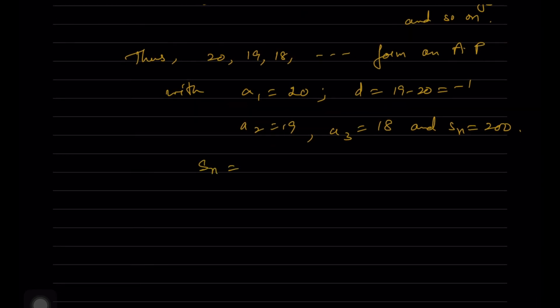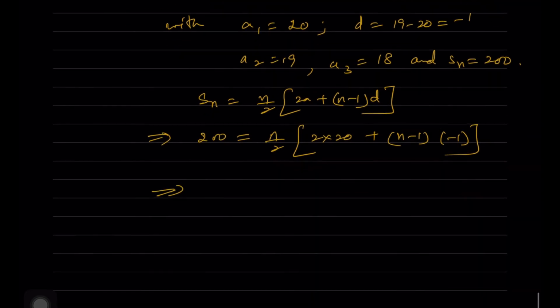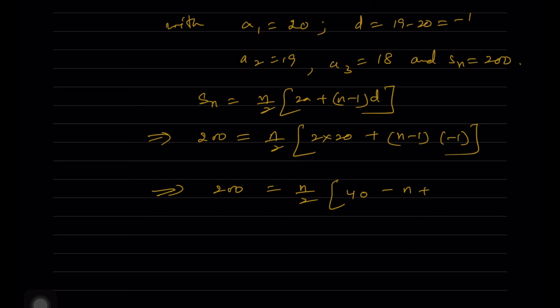So we have the formula Sn is equal to n by 2 into 2a plus n minus 1 into d. With this information, we'll just put it in here. 200 is equal to n by 2 into 2 into 20 plus n minus 1 into minus 1. So we're getting 200 is equal to n by 2 into 40 minus n plus 1, so it is n by 2 into 41 minus n, equal to 200.